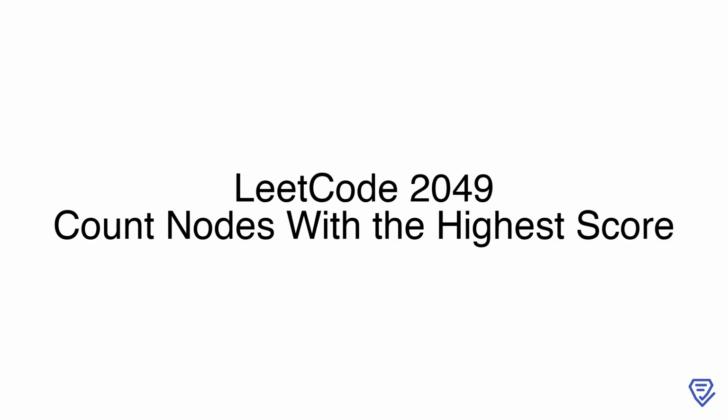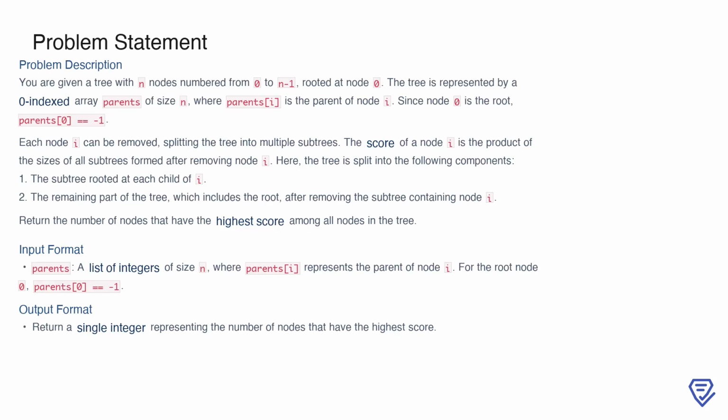Let's dive in. In this problem, you are given a tree with n nodes labeled from 0 to n-1, where the root node is always 0. This tree is described using a parents array of size n. In this array, parents[i] tells us the parent of node i. For the root node, parents[0] is -1 because it has no parent.